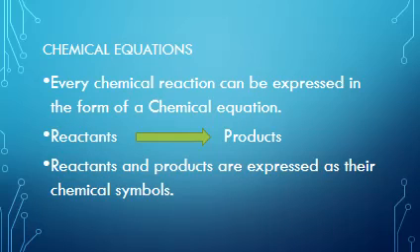Chemical equation. Every chemical reaction can be expressed in the form of a chemical equation also. So first of all, a chemical reaction can be expressed as reactants give products. Reactants arrow products. When reactants and products are expressed as their chemical symbols, it becomes a chemical equation.